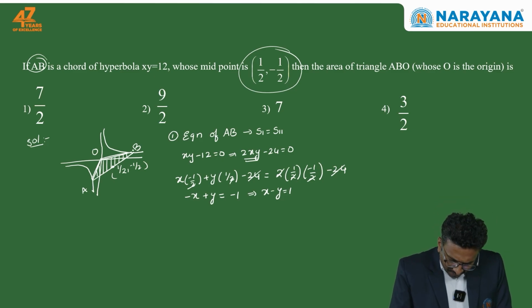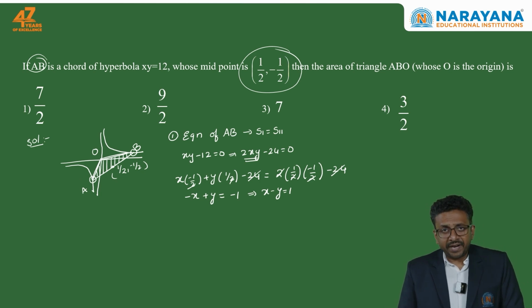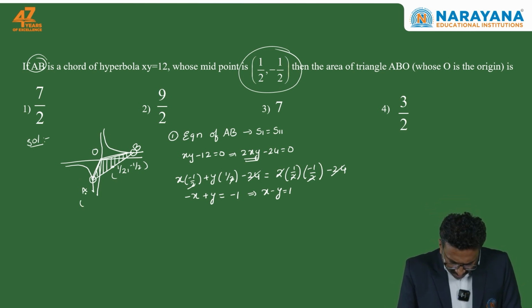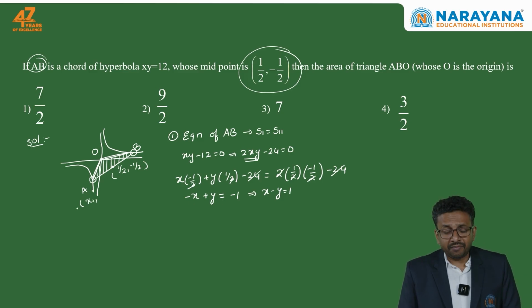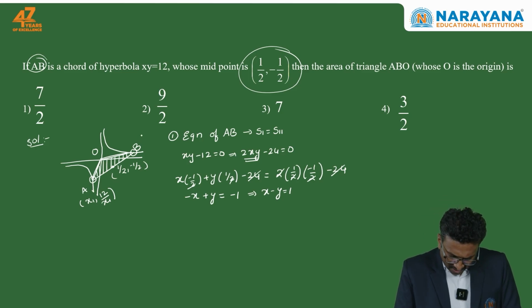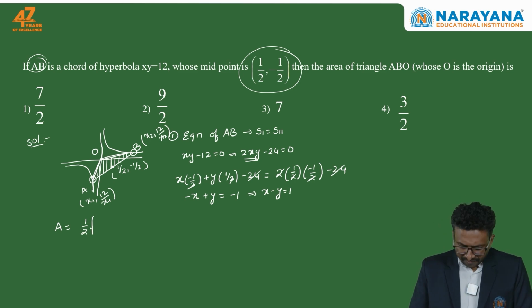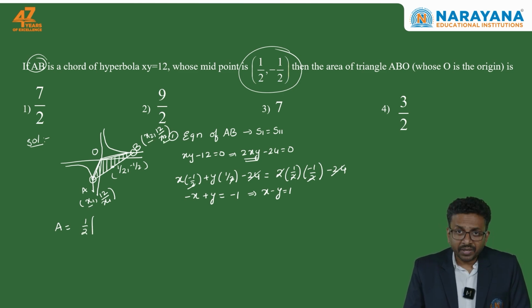Now we are going to find the points of intersection A and B. Without actually finding the points of intersection, let me do something nice. If we take the point A, let us call it (x1, y1), it can be written as (x1, 12/x1). This is like a parametric point. So if you take the x coordinate of A as x1, the y coordinate can be written as 12/x1. B can be assumed as (x2, 12/x2). We know that the area of the triangle is half of mod of x1y2 - x2y1.